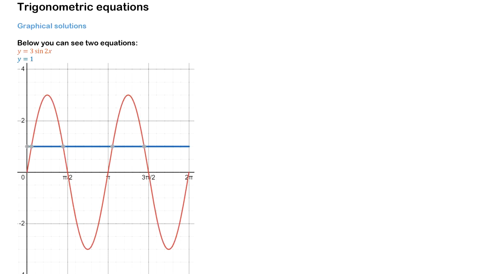In this video, we'll be covering trigonometric equations, and we're going to be looking at solving them graphically and also solve them using algebra. On your screen, you can see two equations. In the red, you can see 3 sine 2x, and in the blue, y equals 1. If I was told to find the solution for 3 sine 2x equals 1, that would be the intercept points where the blue and the red lines cross.